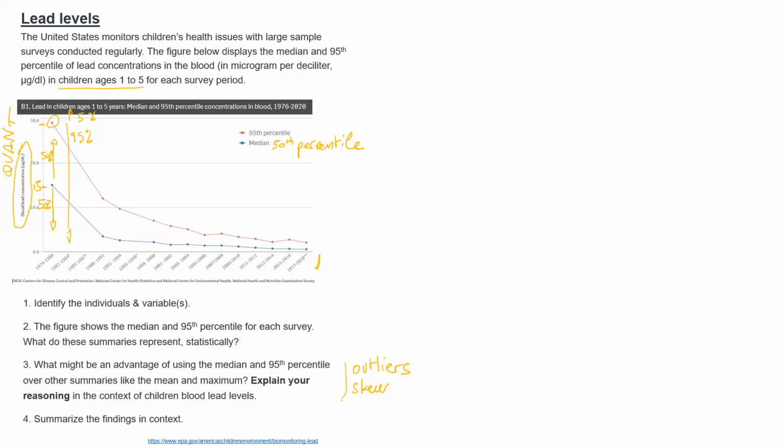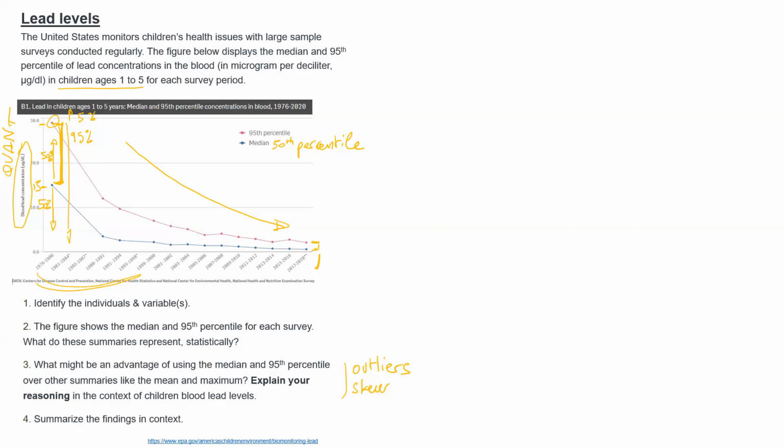So how do we summarize the findings here? Well, we can see that for both the median and the 95th percentile, there is a clear reduction over time of lead levels, and that this reduction is more pronounced in the earlier part of the graph, so for the earlier decades. We also noticed that the gap between the median and the 95th percentile has shrunk over time. So that means there was a more substantial difference between a typical child at the median and a child with extremely high exposure at the 95th percentile in those earlier decades.